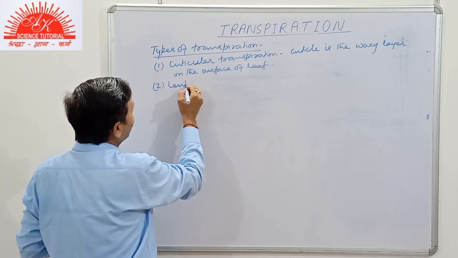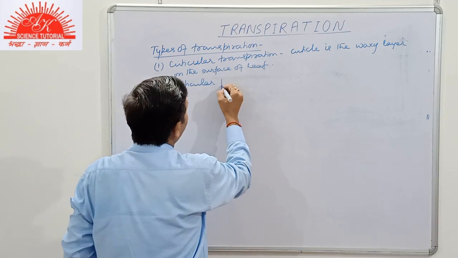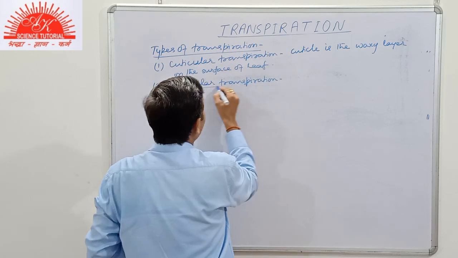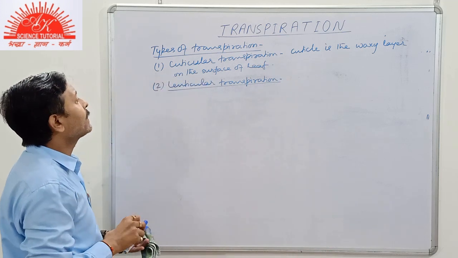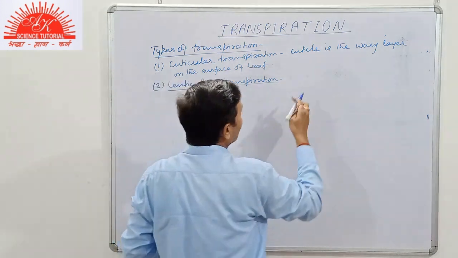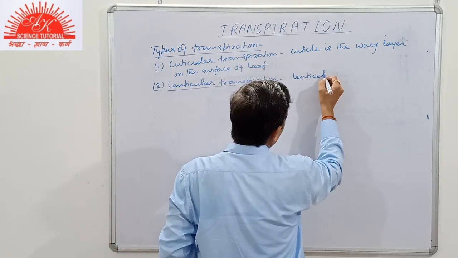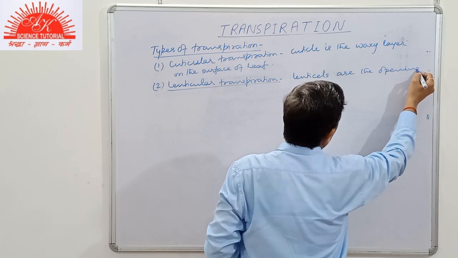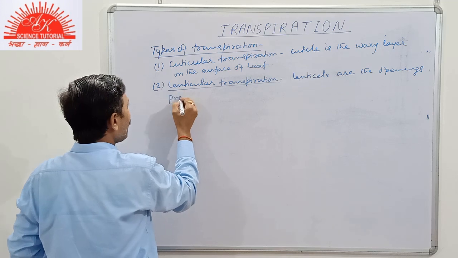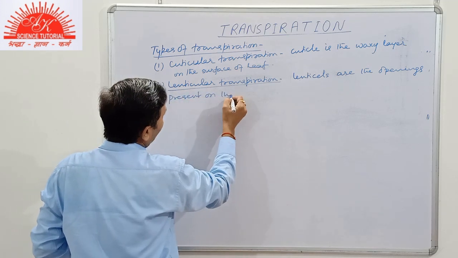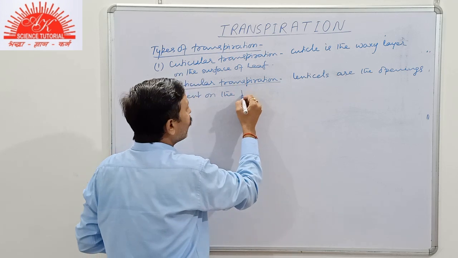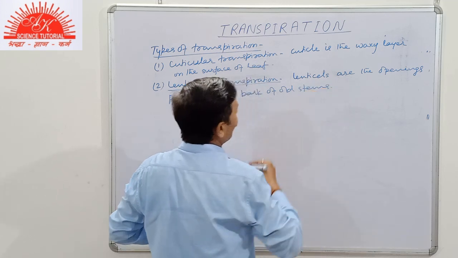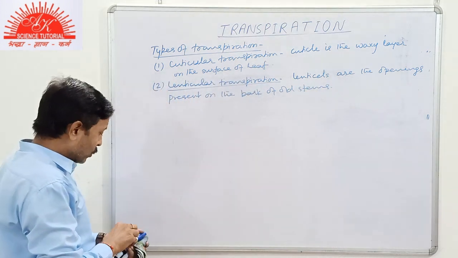Now, second is the lenticular transpiration. Here again a term comes, that is called lenticel. Now, what are lenticels? Lenticels are the openings present on the bark of old stems.